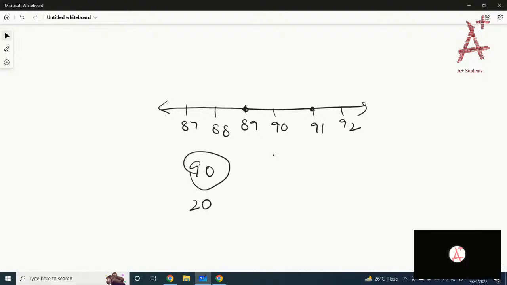It is 90 because when you add the coordinates of C and D, 89 plus 91 would be 180, and 180 over 2 is 90. Got it? Okay, you can complete the test later today.